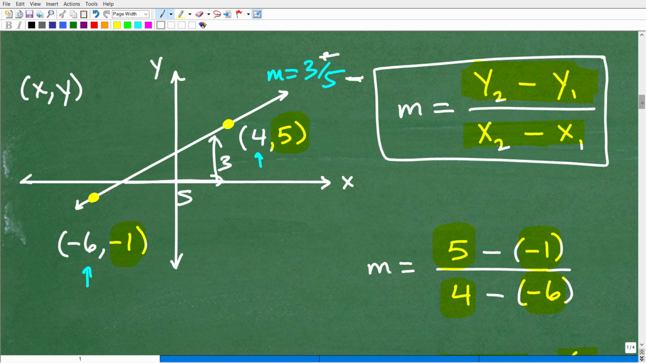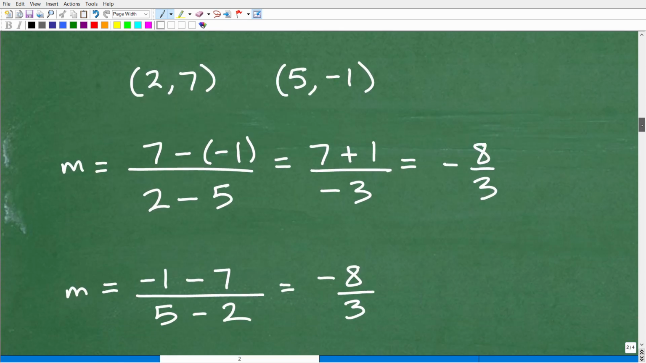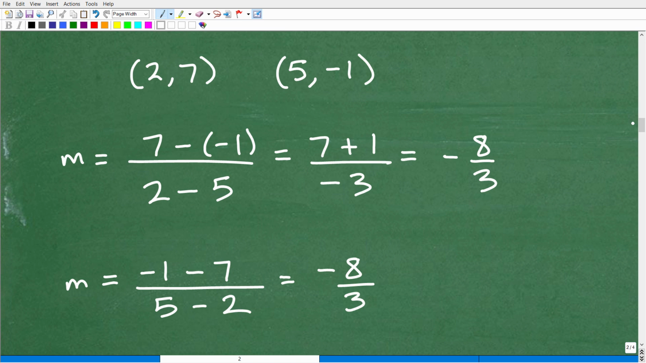Okay, so now let's get into another problem here. Let's suppose I asked you to find the slope of a line that runs through the points 2, 7, and 5, negative 1. So what do we need?